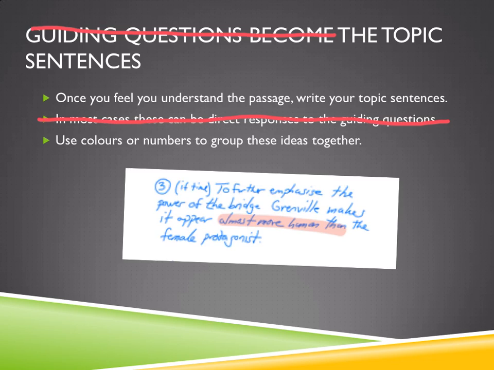So here's my third contender. If I had time, I would also write a paragraph under this topic sentence: To further emphasize the power of the bridge, Grenville makes it appear almost more human than the female protagonist. Partly because I feel that idea of personification is really prominent in this passage, and therefore I think it's worth including. So, and here's the highlighter. Here I've gone for the orange or red, whatever that highlighter is, and these are the aspects that I think are worthy to look at.